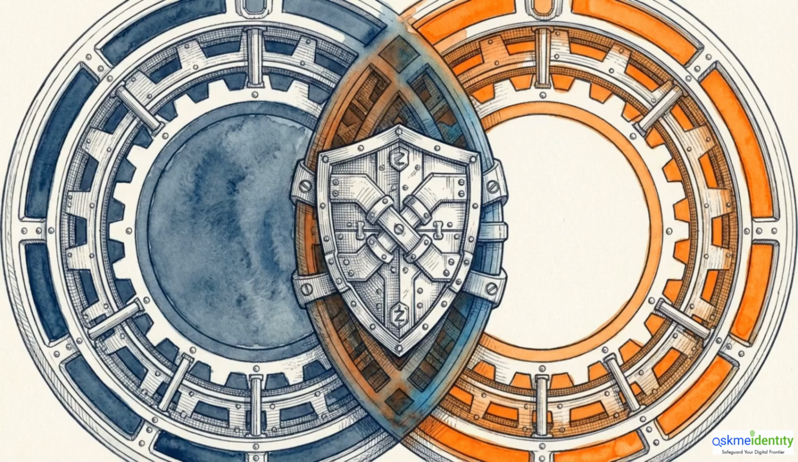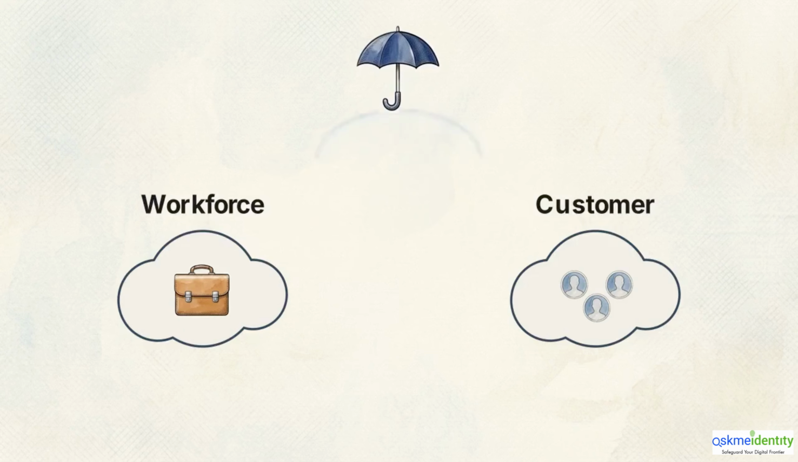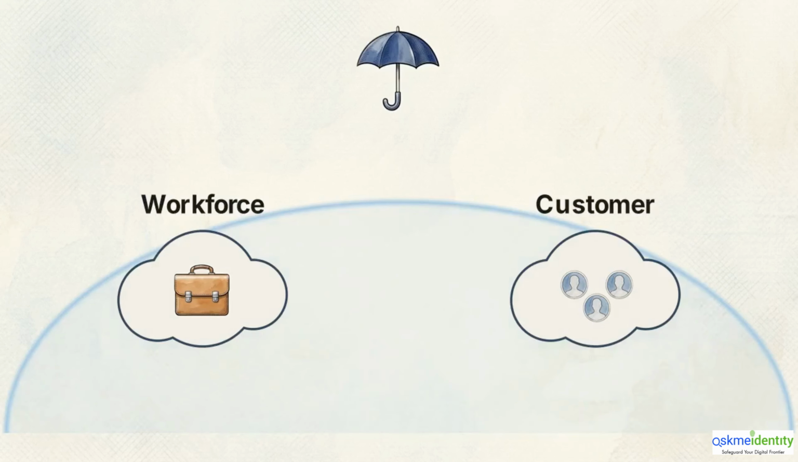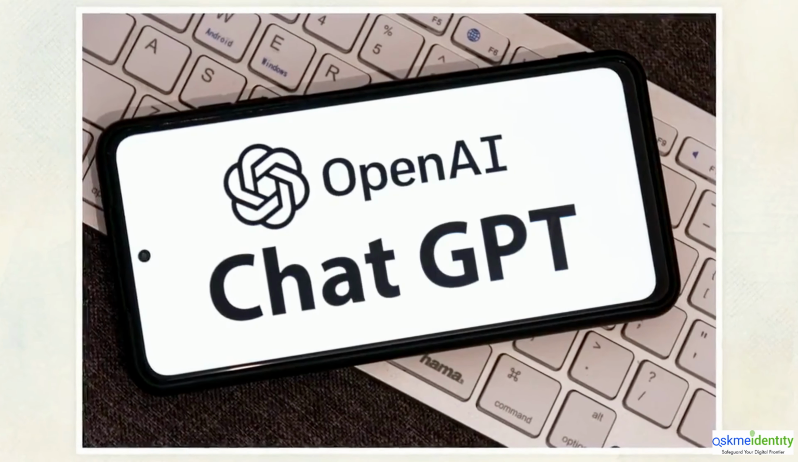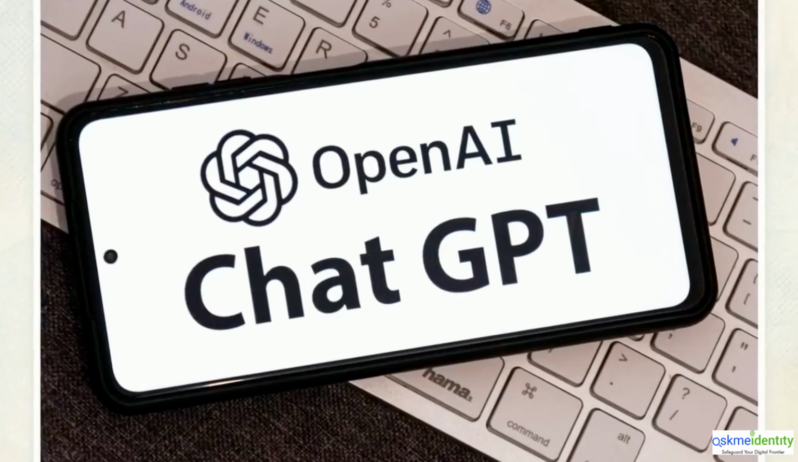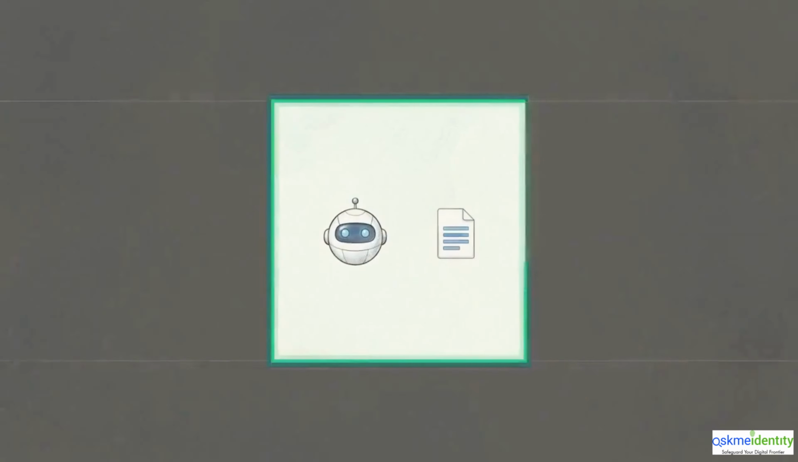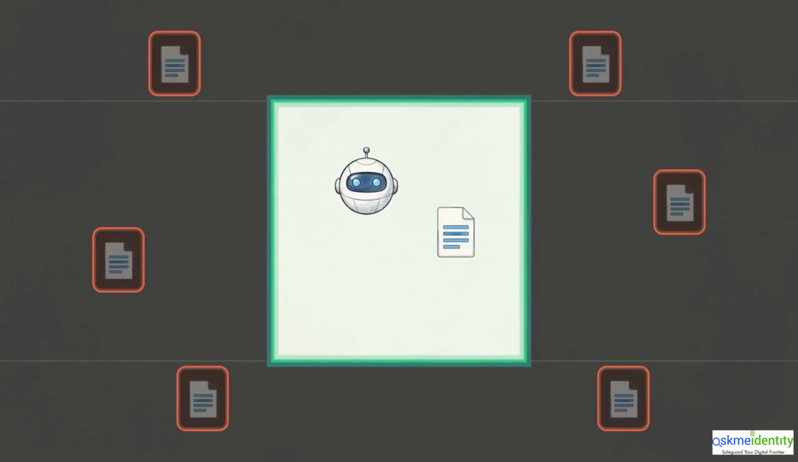Beyond the split between employees and customers, Okta provides cross-cutting capabilities. These are advanced features that sit like an umbrella over both the workforce and customer clouds. A prime example is Okta for AI agents. As companies start delegating complex tasks to artificial intelligence, this tool sets strict boundaries, ensuring an AI assistant can only access the specific data it actually needs to perform a task.